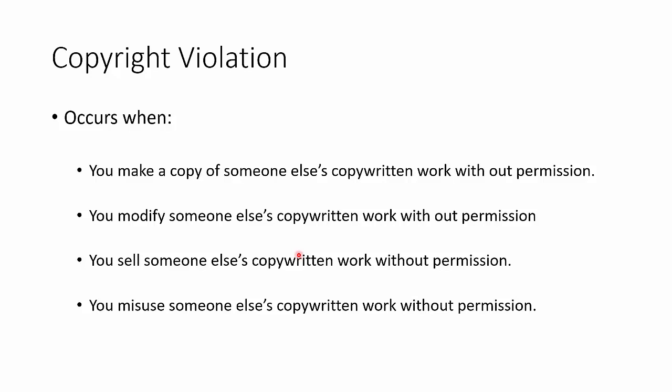A copyright violation occurs when you make a copy of someone else's work without permission. Or if you modify someone else's work without permission, if you sell somebody else's work without permission, or if you misuse somebody else's work without permission. Those are the four main categories of when you are committing a copyright violation.